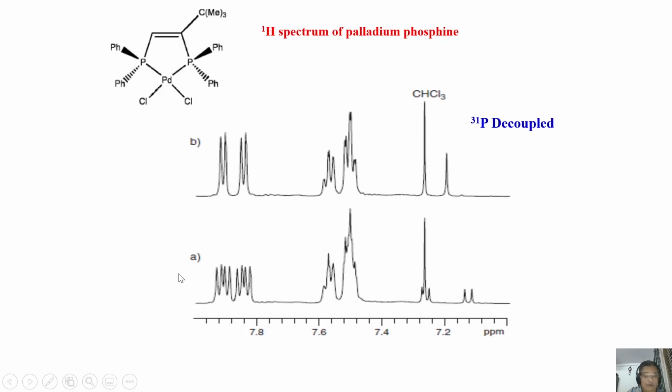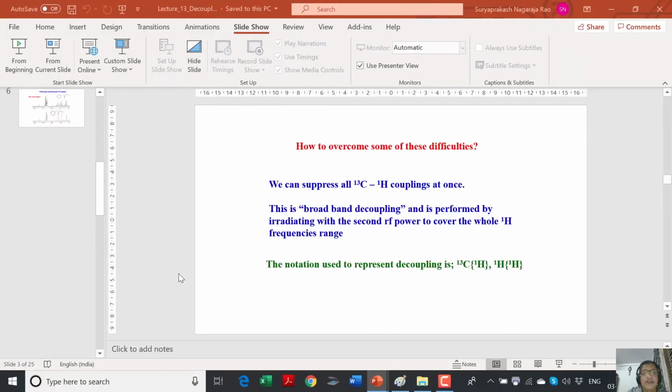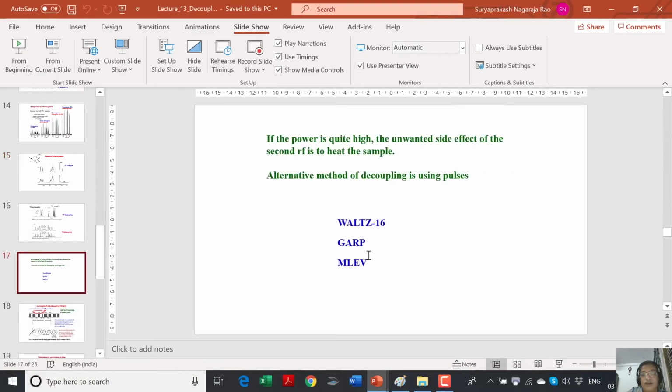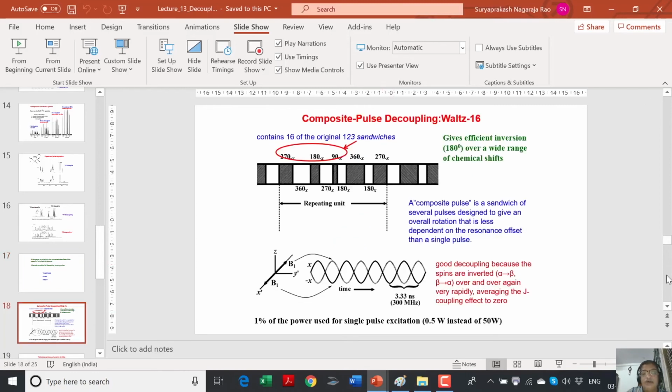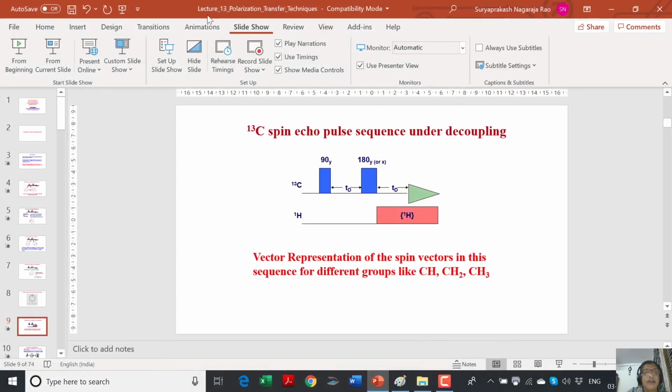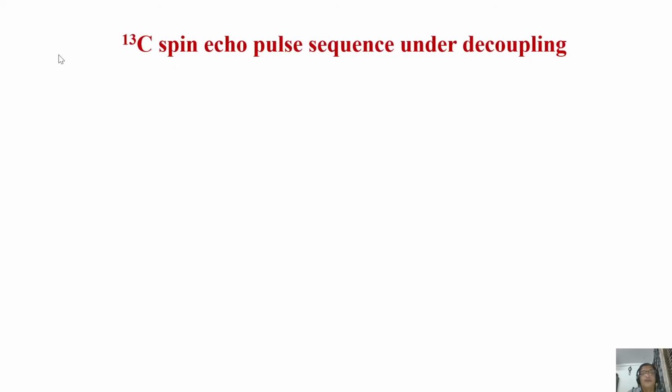And decoupling can also be done with pulse sequences. A number of pulse sequences are available now. We use what are called WALTZ, GARP, MLEV; varieties of pulse sequences are utilized. And we can use decoupling by various methods like this. I do not want to go into the details of the decoupling. Now we will concentrate on spin echoes. So that was the information which I wanted to give as far as decoupling is concerned. I don't want to come back to decoupling, but basically the idea is simple: you can do broadband decoupling.